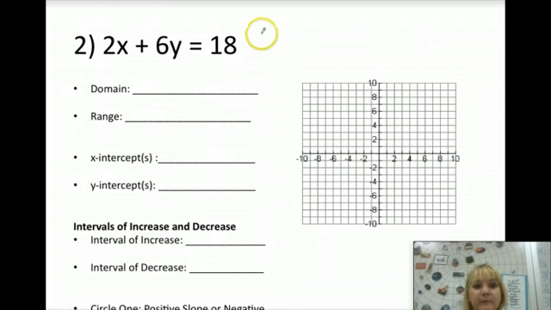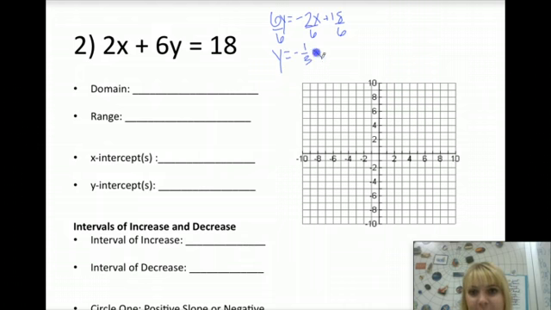All right, the second problem, we have 2x plus 6y equals 18. Once again, let's write it in slope-intercept form. So subtract 2x from both sides, so we'll get 6y equals negative 2x plus 18. Divide both sides by 6, so we get y equals negative 1/3 x plus 3. We have a y-intercept at 3, slope down 1 over 3. So automatically you should be thinking, I have a negative slope here, so we can go ahead and circle that bottom one. Negative, bam.